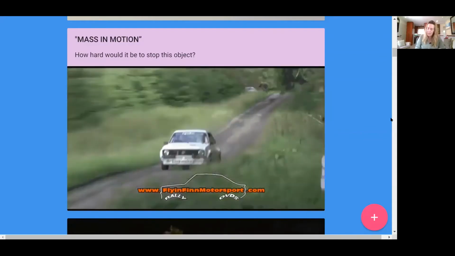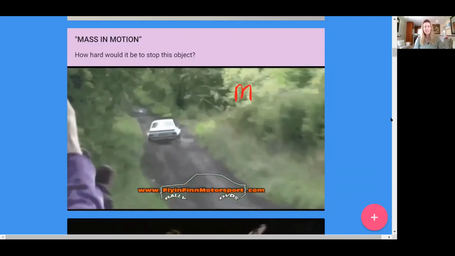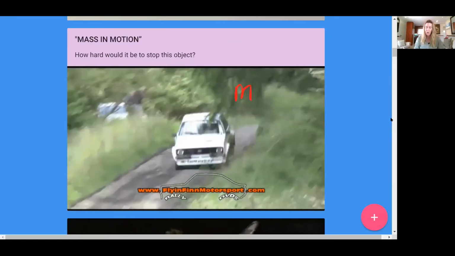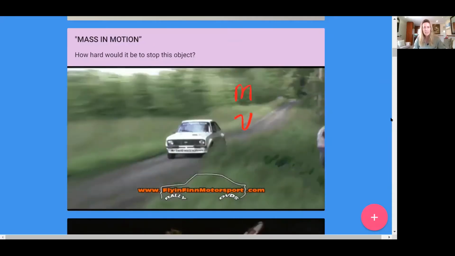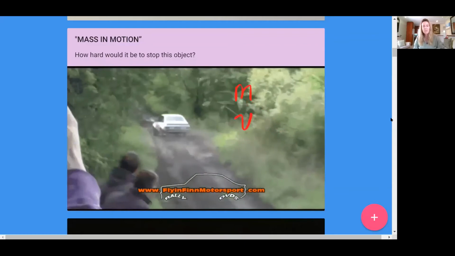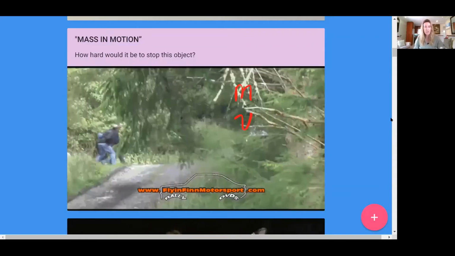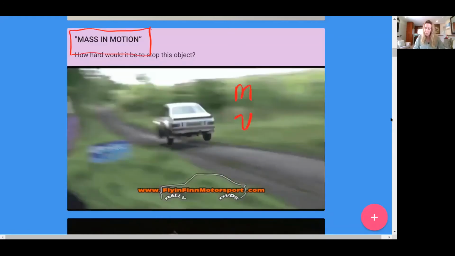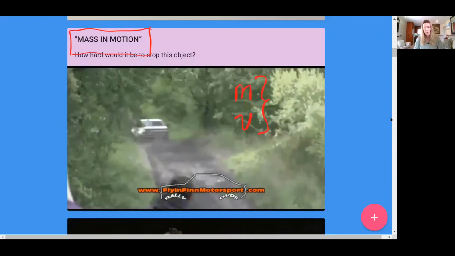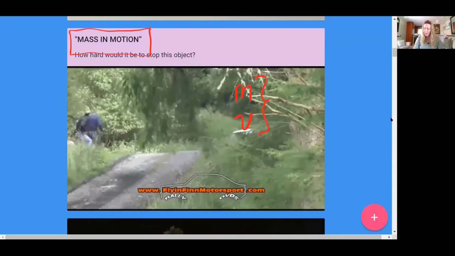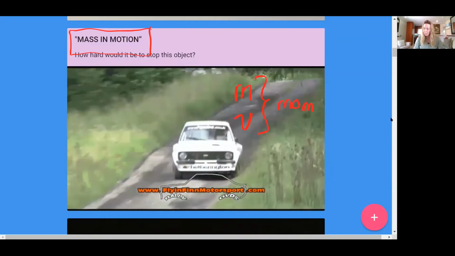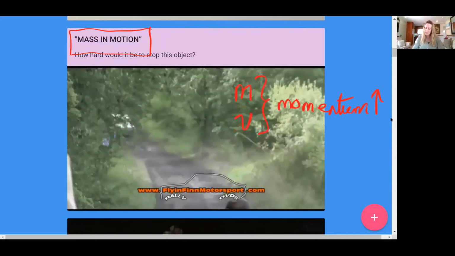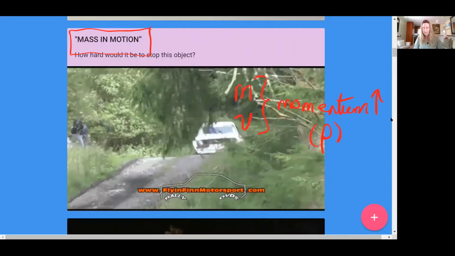We can see that this car has a much greater mass compared to the tennis ball. It has quite a high velocity. It's moving quite fast in a certain direction, so its velocity is high. And we say its mass in motion, or its amount of motion, is quite high. And we therefore say its momentum is quite high. The symbol we denote momentum by is little p.